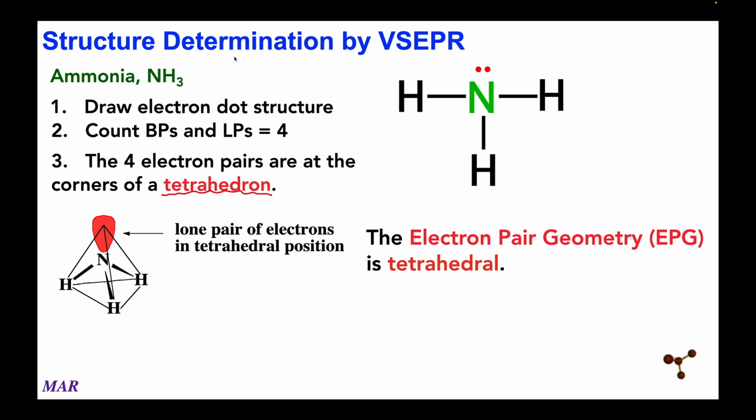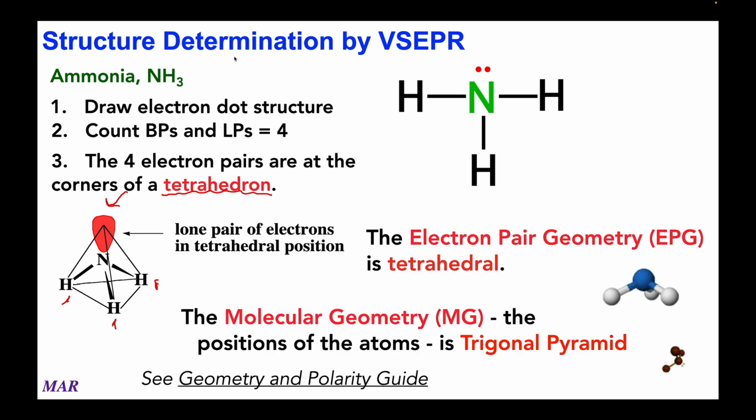tetrahedral geometry. One of the positions will be that lone pair, which is on top, and the other 3 positions will be hydrogens. So chemists would describe the electron pair geometry, the EPG, as tetrahedral. The H-N-H angles are all about 109 degrees. Sometimes chemists like to talk about what's called the molecular geometry, which is the geometry of what the molecule would actually look like if you could shrink yourself down to the level of the molecule.